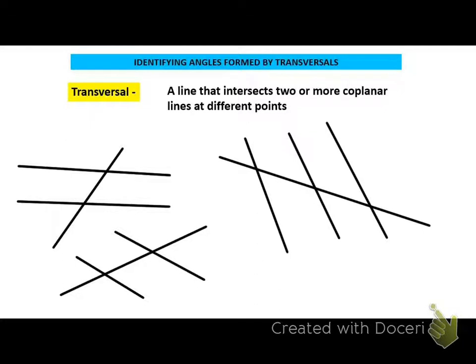These are three separate pictures. A transversal is one line that touches two or more lines. So in this first one, all the way to the left, the transversal is this line because it touches two other lines. In this picture, it is this line, because it touches two other lines. And in this picture, it is the one line that touches three lines. That's all it is, a line.